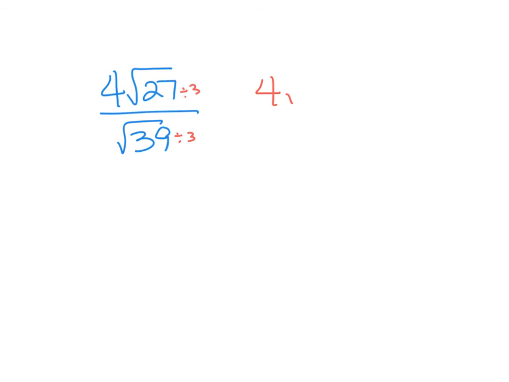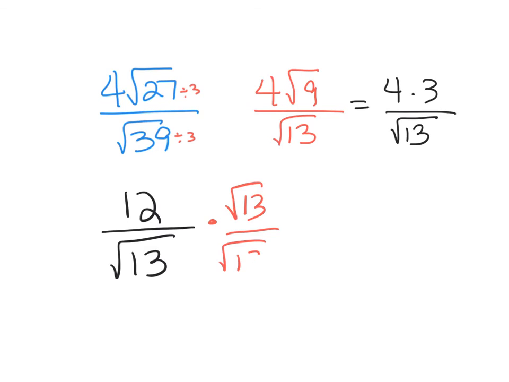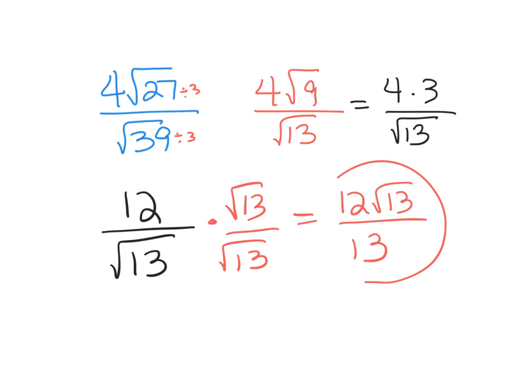Do 2 more. 4 square root 27 over the square root of 39. I'm going to reduce this by dividing them both by 3. And then I'm left with 4 square root 9 over square root 13. I can simplify the square root of 9 and make this 4 times 3. I'm now left with 12 over the square root of 13, and I need to rationalize. So I'll multiply top and bottom by root 13. And this gives me 12 square root 13 over 13. And I'm done.